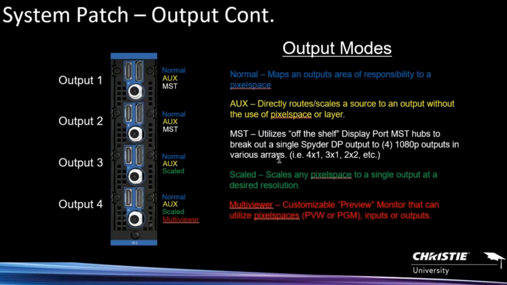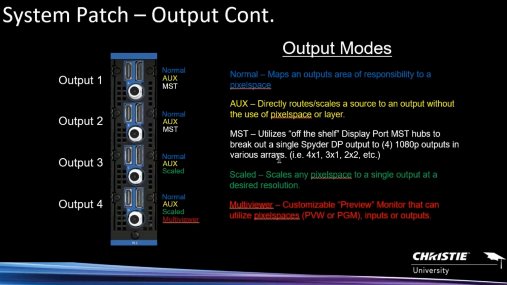Scaled output is another mode that's been with us from the beginning, right? All the way back to the 200 and 300 series. Basically, we'll scale any pixel space down to a single resolution to a single output. So if I want to take a wide screen or something like that, and I say I want to monitor this pixel space on a single 1080p monitor, you can do that. That mode is only available on the last 2 outputs, 3 and 4. So keep that in mind. I'm talking with my hands a lot here, I'm sorry.